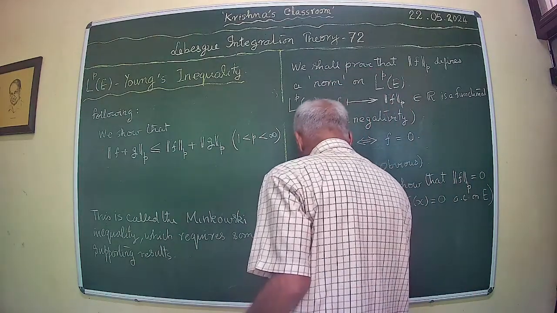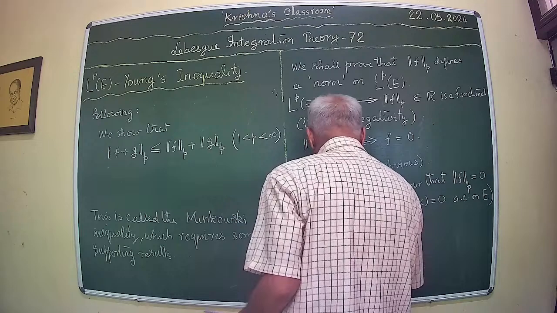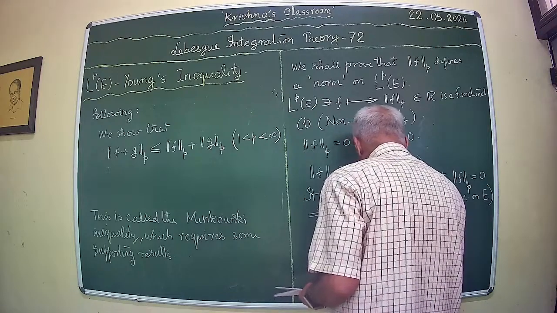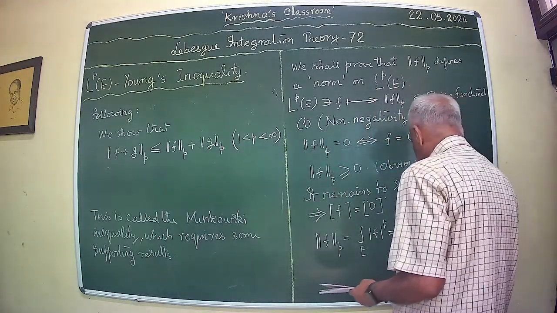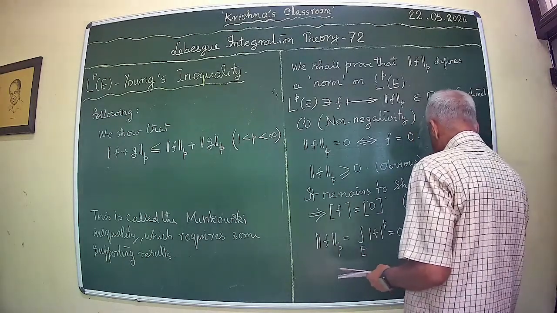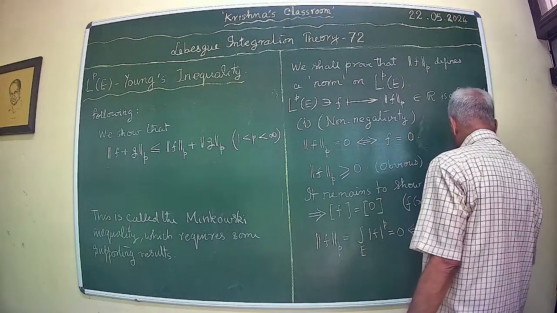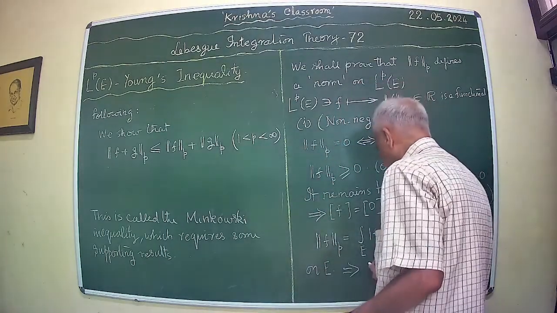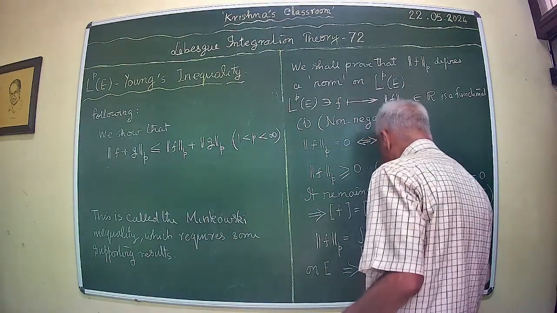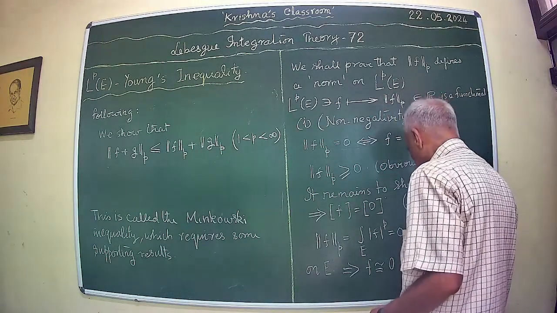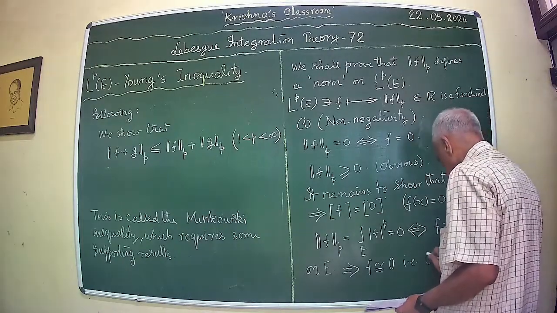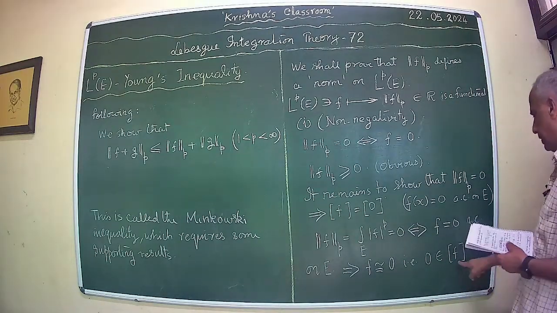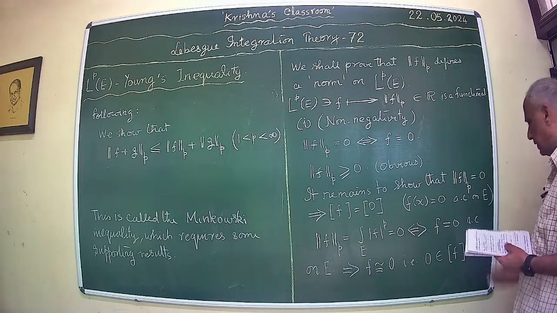Now, which happens if and only if F equal to 0 almost everywhere 1, and this implies F is 0 function, that is the block F. Okay, and by our notation this we have designated by F itself.